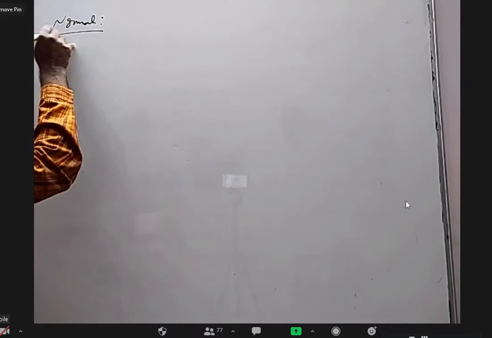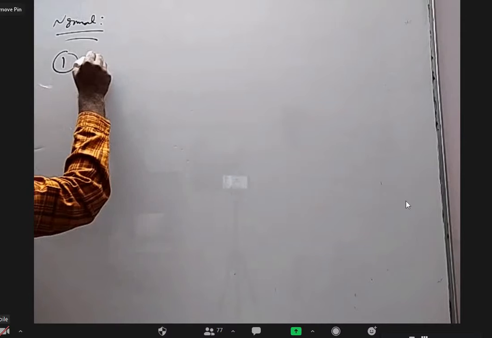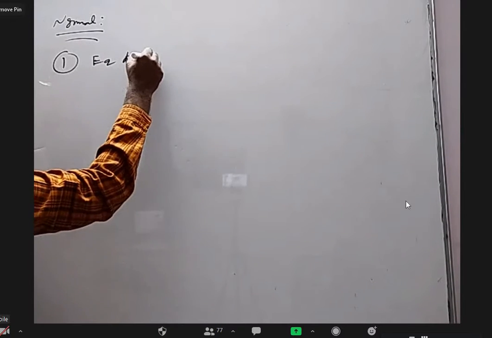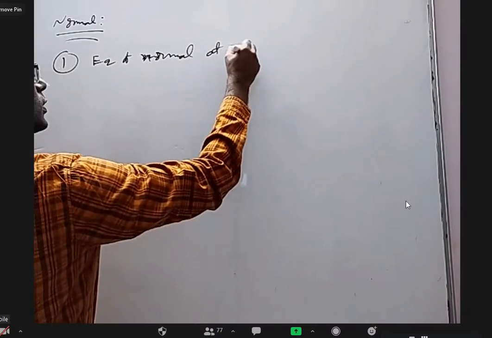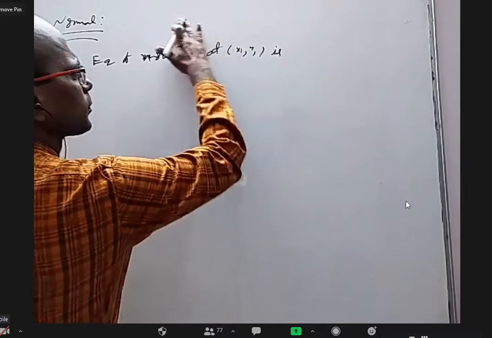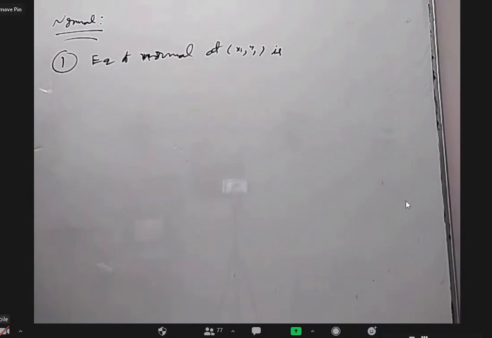Okay then. We discussed tangent. Let us discuss normal now. Maybe I kept a heading, but it's okay. I'll just put another heading for normal. Very first one, equation of normal at x1, y1.